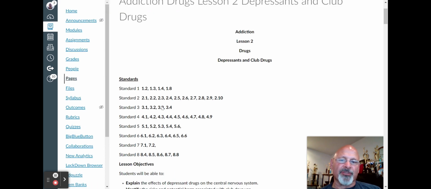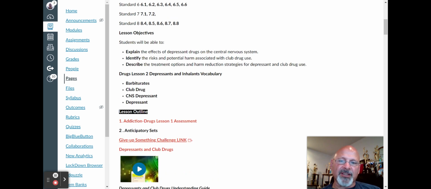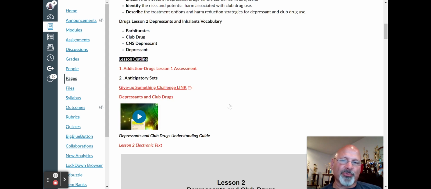So the first thing are the state standards that are incorporated in this particular lesson. This lesson is in the addiction unit, and it's about depressants and club drugs. Then the lesson objectives, basically the vocabulary, and you'll notice as a student goes through each lesson, it's color coordinated. Anything that would be in red, I would like the students to be able to accomplish during the class. So these are what are referred to as a must do.